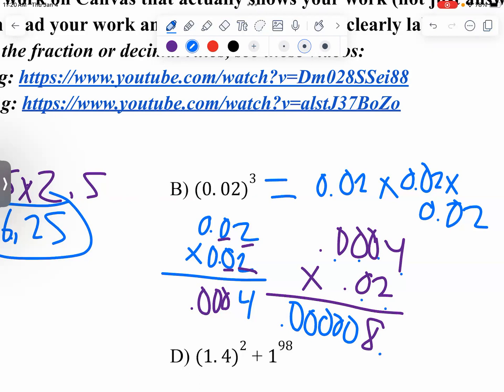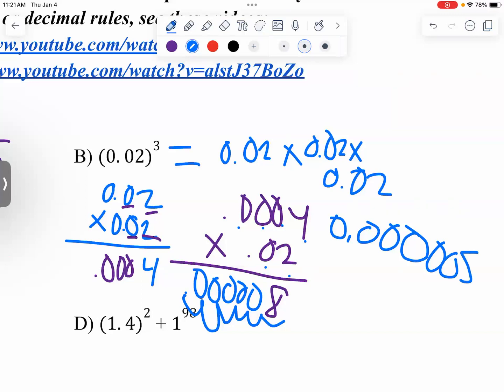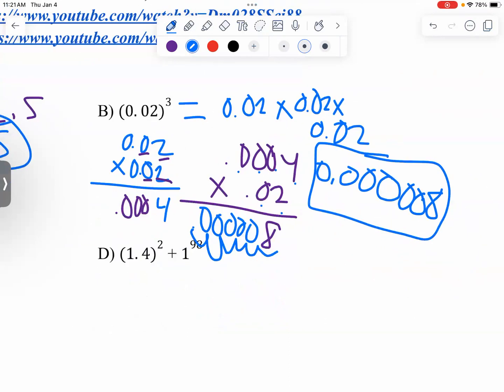All right, did I do that right? 1, 2, 3, 4, 5, 6. Yes. So that means our answer here is going to be, you can put the 0 in front or not, and then we have 0.000008. So again, if you follow the directions, that's not hard. You just got to be careful with the rule.